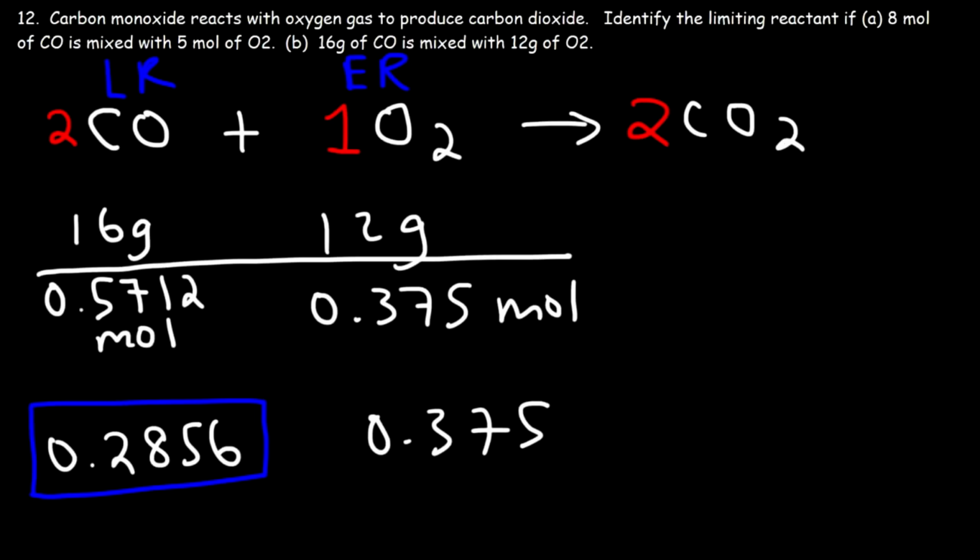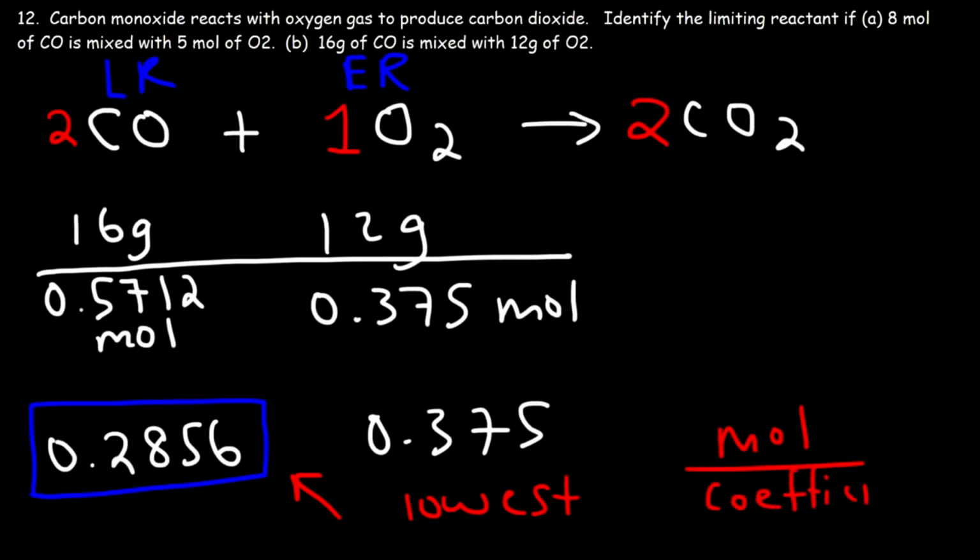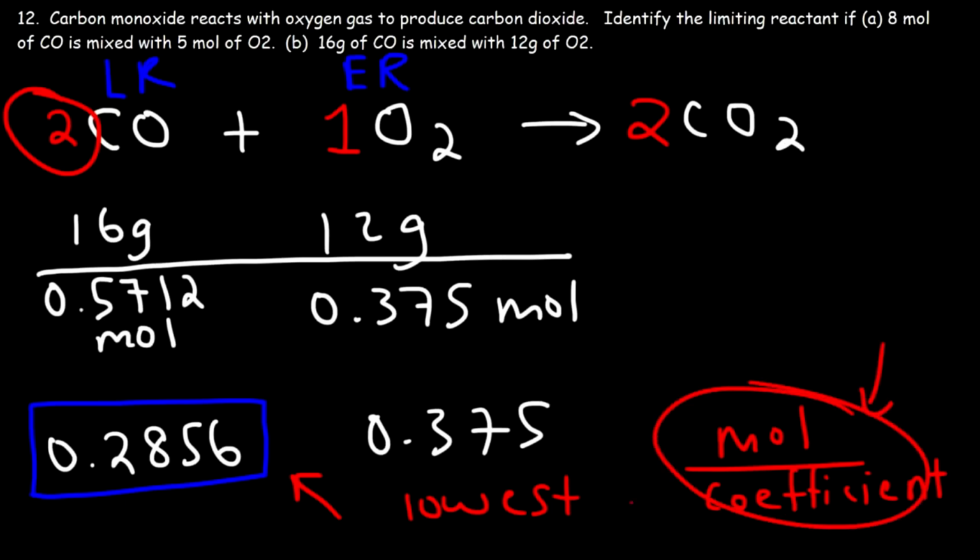Now, what you want to take from this problem is that the limiting reactant doesn't have to be the one with the lower number of grams. That's not always the case, nor is it the one with the lowest number of moles, but rather, the limiting reactant is the one with the lowest mole per coefficient ratio. As long as you take the moles and divide it by the respective coefficient for that substance in the balanced chemical equation, then the lowest value would give you the limiting reactant. So make sure you understand that for future problems.